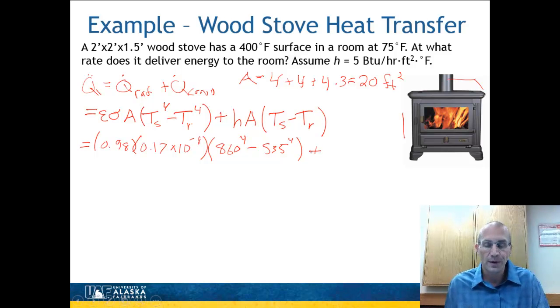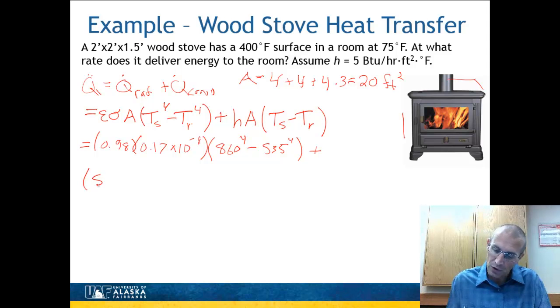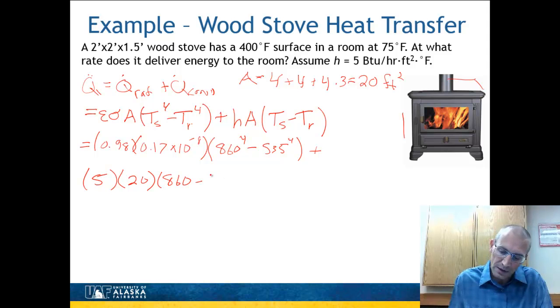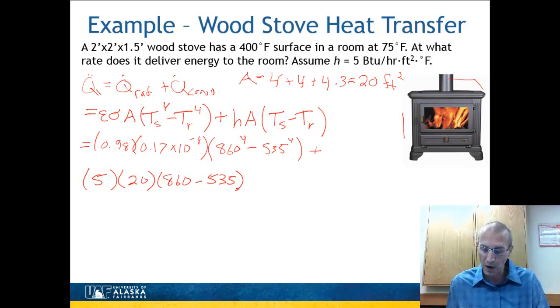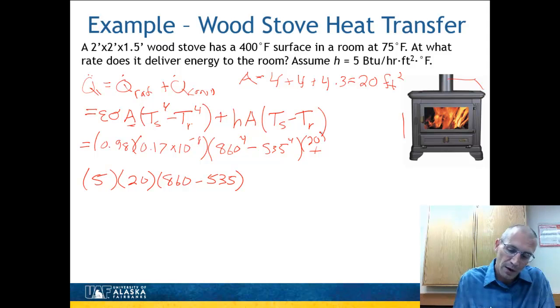That's my radiative component. Now I'll go ahead and put in my convective component, and that I was told was 5 for the heat transfer coefficient, an area of 20, and then a temperature difference of 860 minus 535. And in fact, I just realized I forgot to put my area in my radiation equation, so let's remember we need to multiply the top one by 20 as well.